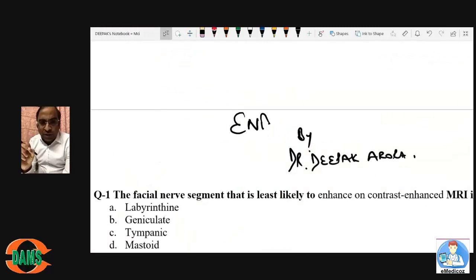First MCQ which I have given you, the facial nerve segment that is least likely. Just read the MCQ nicely. Least likely. So first of all, let us learn the concept. Which part of the facial nerve enhances on the contrast enhanced MRI? One is a mastoid segment, yes.